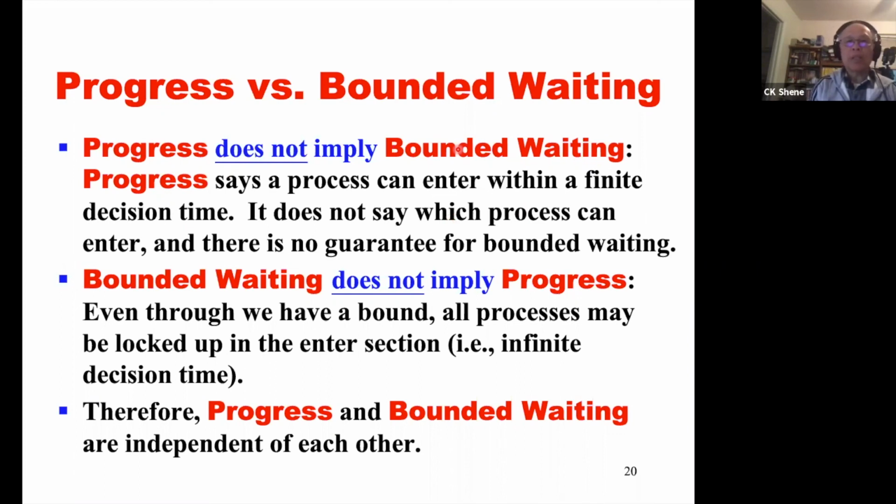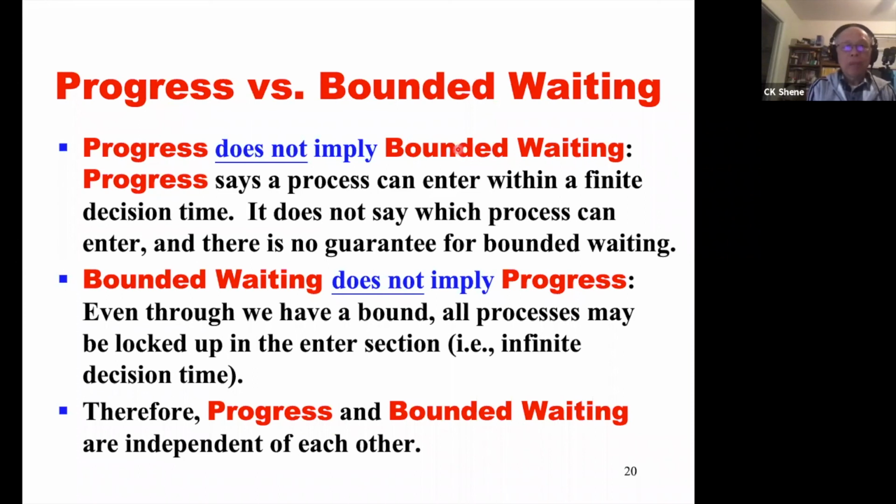The progress condition says that a process can enter the critical section within a finite decision time. This finite decision time could be very long, 1,000,000 years, 1,000,000,000,000 years, and so on. It does not say which process can enter. It just says only one process will enter, but we don't know which one. And there's no guarantee for bounded waiting. That is, I only select a process to enter. I am not able to guarantee you a particular process would wait for, say, 5 runs. So progress does not say anything about bounded waiting.